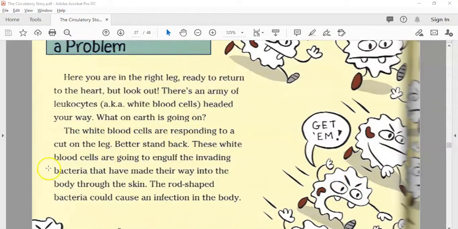Better stand back. These white blood cells are going to engulf the invading bacteria that have made their way into the body through the skin. The rod-shaped bacteria could cause an infection to the body.